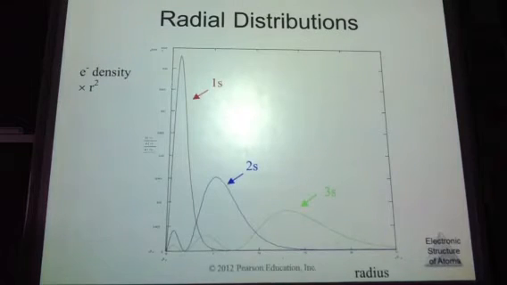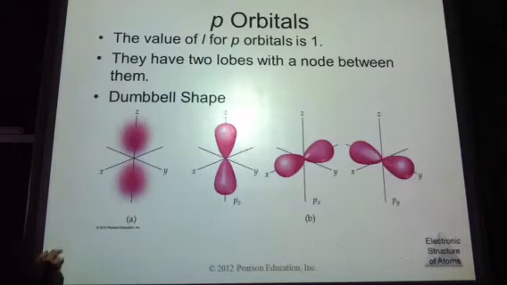So again, just another radial distribution here. So this is 1s, 2s, 3s, and this is just, again, a radial distribution. I'm showing electron density and where I'd be most likely to find electrons based on distance from the nucleus.